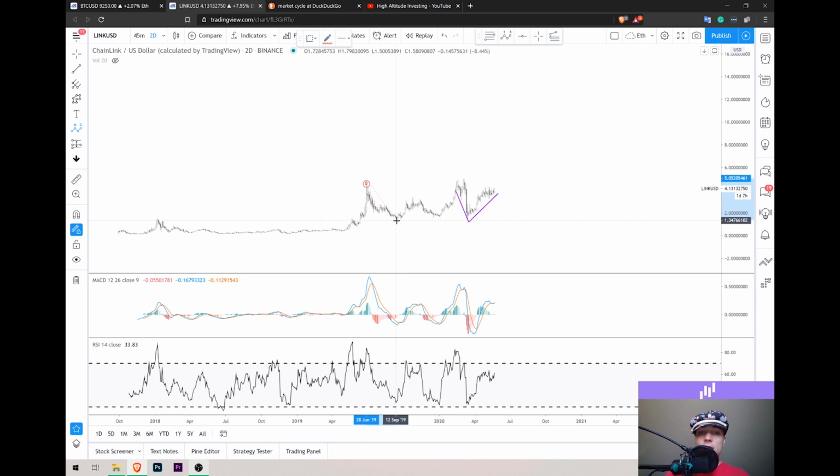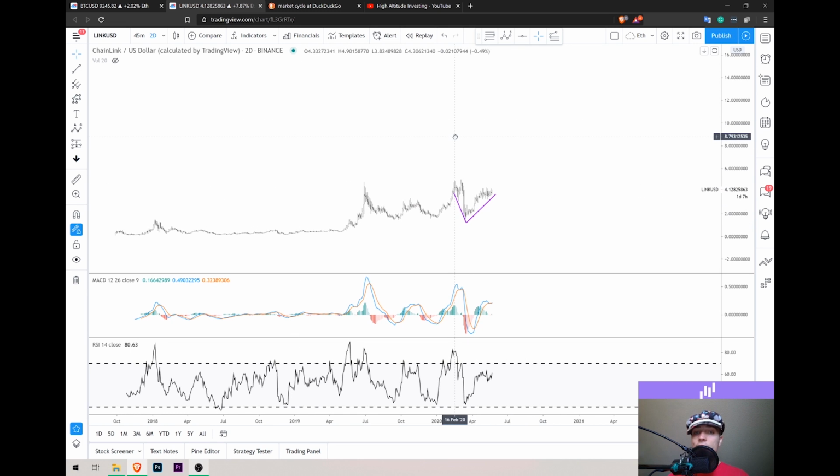And one of the things that Chainlink is showing me right now is actually a flat correction. So that's where the A wave ends at the same spot as the C wave, and the B wave ends at the same spot where the zero wave begins. And so that's a continuation pattern in the sense that it's a corrective wave inside of a bullish trend, and we'll see continuation inside of this market.